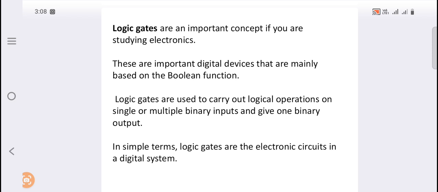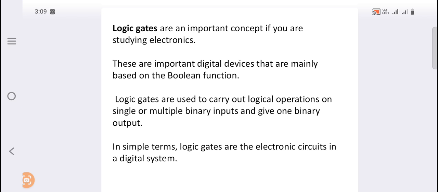Okay, dear students, in logic gates we perform logical operations based on the input provided to give a logical output that can be either high, which we call 1, or low, which we call 0. The operation of logic gates is based on Boolean algebra, which I have already told you, or mathematics.